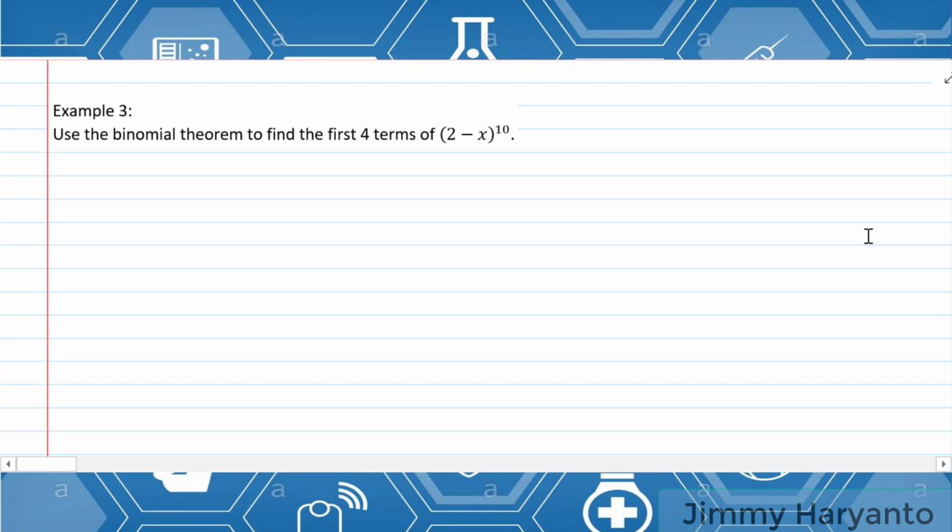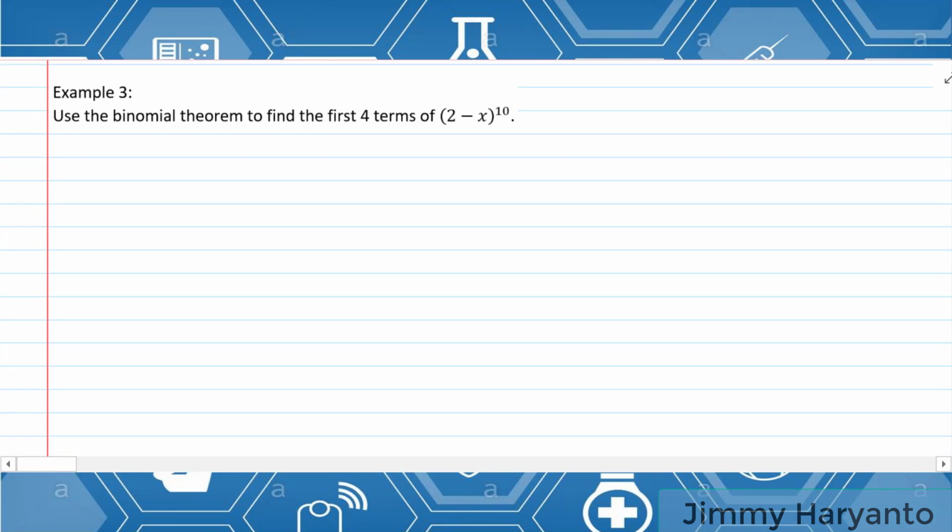Next, how about this one? Use the binomial theorem to find the first 4 terms. This time the question wants us to find only the 4 terms. You don't have to find all of them.